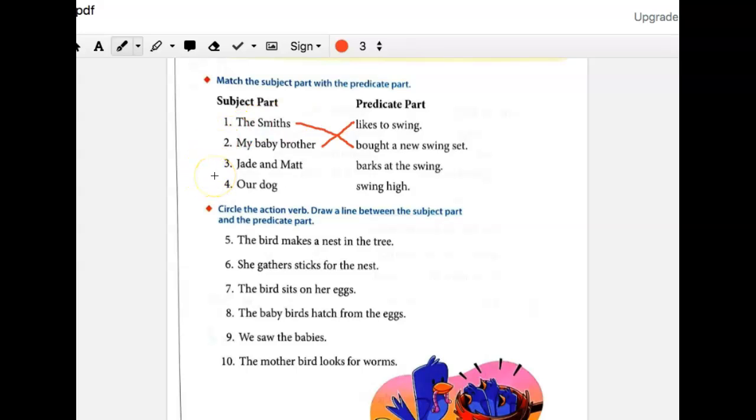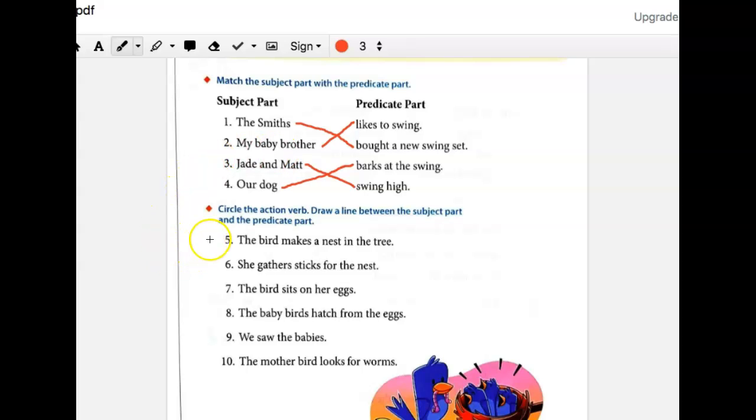Number 3, Jade and Matt barks at the swing. First of all, Jade and Matt, they are not dogs. Second of all, this verb has an S at the end. That means one subject is doing the action. Jade and Matt are more than one subject. So the best answer is Jade and Matt swing high. That means our dog barks at the swing.